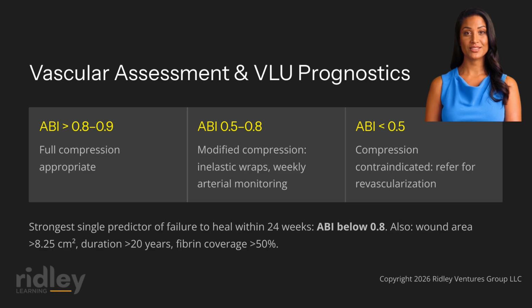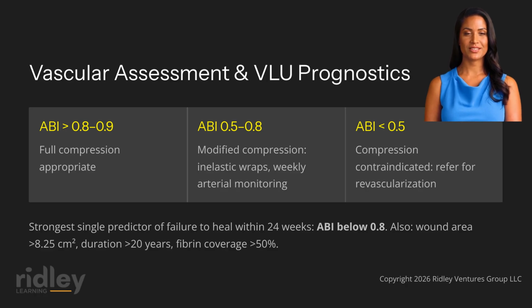An ABI greater than 0.8 or 0.9 is generally considered safe for starting full compression therapy in patients with venous leg ulcers. For patients with mild to moderate arterial disease, defined by an ABI between 0.5 and 0.8, compression may be modified by reducing the number of layers or transitioning to inelastic wraps with weekly monitoring to ensure adequate arterial perfusion. When the ABI falls below 0.5, compression therapy is contraindicated because of the risk of further compromising arterial flow, and vascular referral for revascularization assessment is warranted.